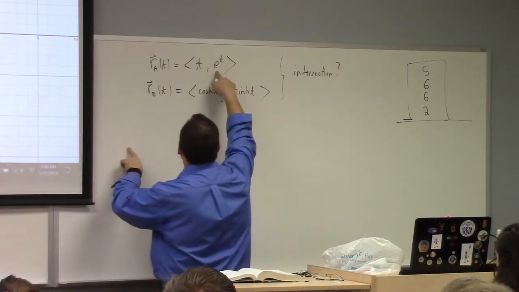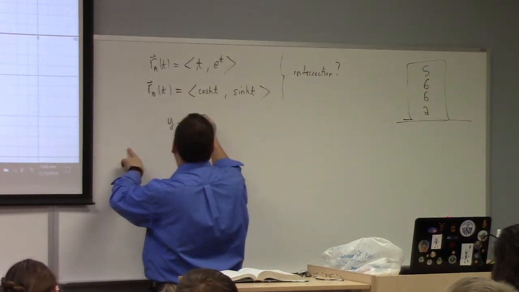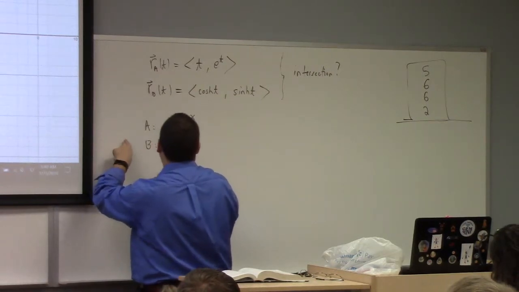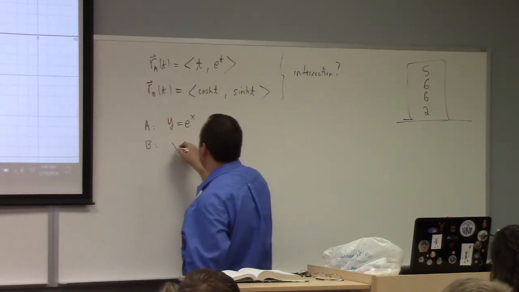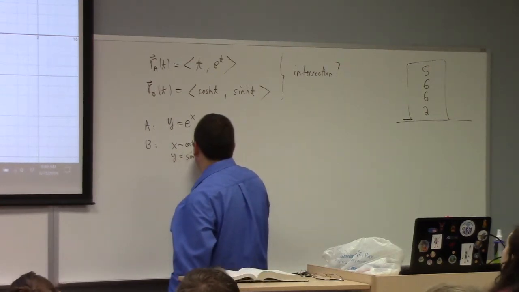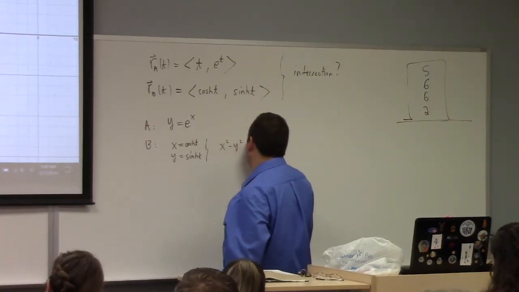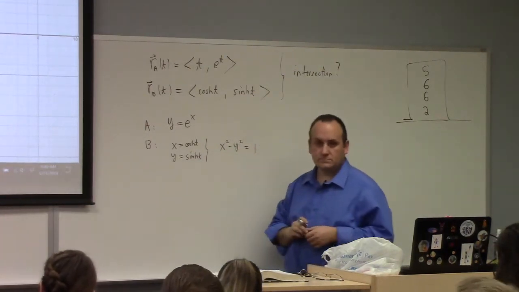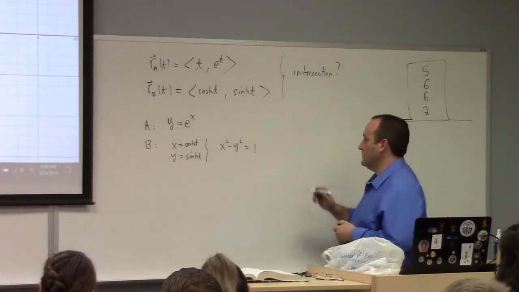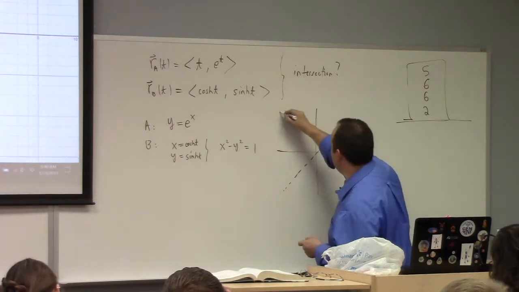So, what is this? Yeah, that's y equals e to the x, right? The first one is that. And what's the second one? We have x equals cosh t, y equals sinh t. So together we have x squared minus y squared equals 1. So you know what these look like, right? That's a hyperbola which does what?